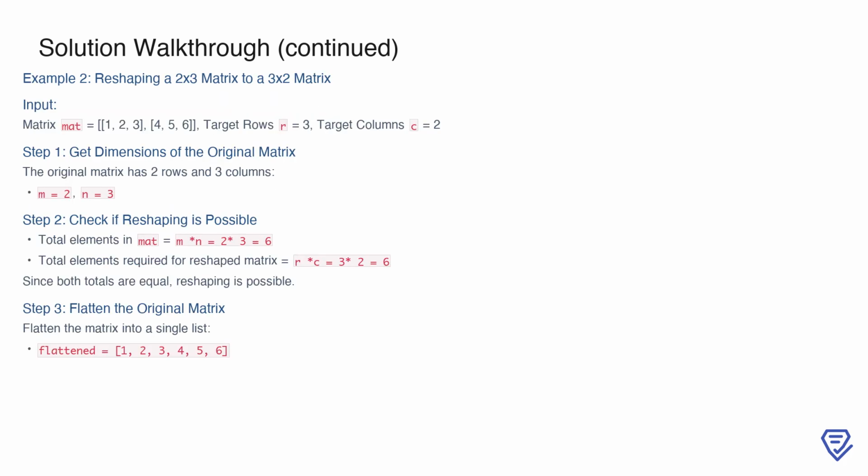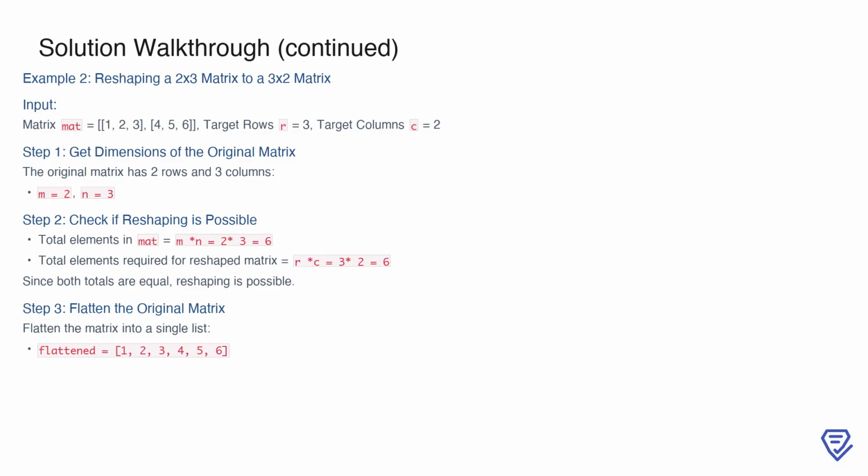In this example, we are given a 2x3 matrix, 1, 2, 3, 4, 5, 6, and our task is to reshape it into a 3x2 matrix with 3 rows and 2 columns. First, we determine the dimensions of the original matrix. It has 2 rows and 3 columns, so M equals 2 and N equals 3. Next, we check if the reshaping is valid.